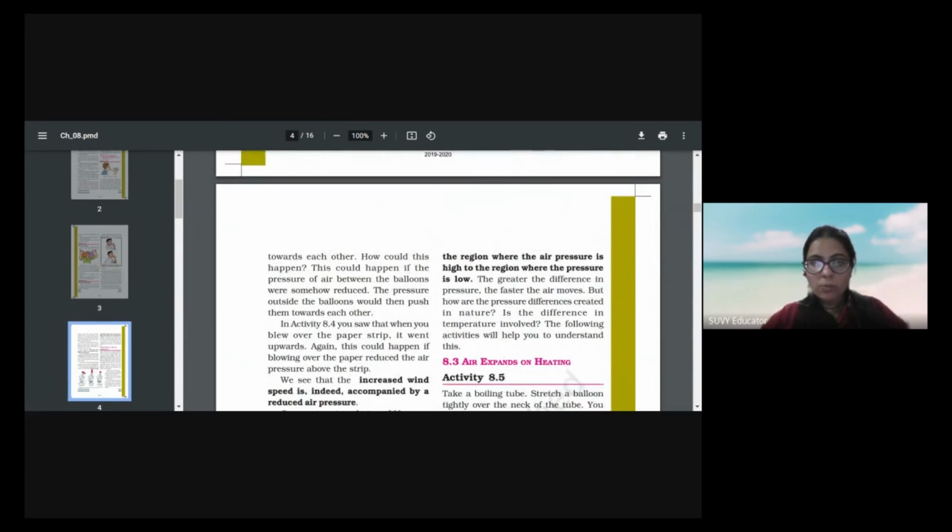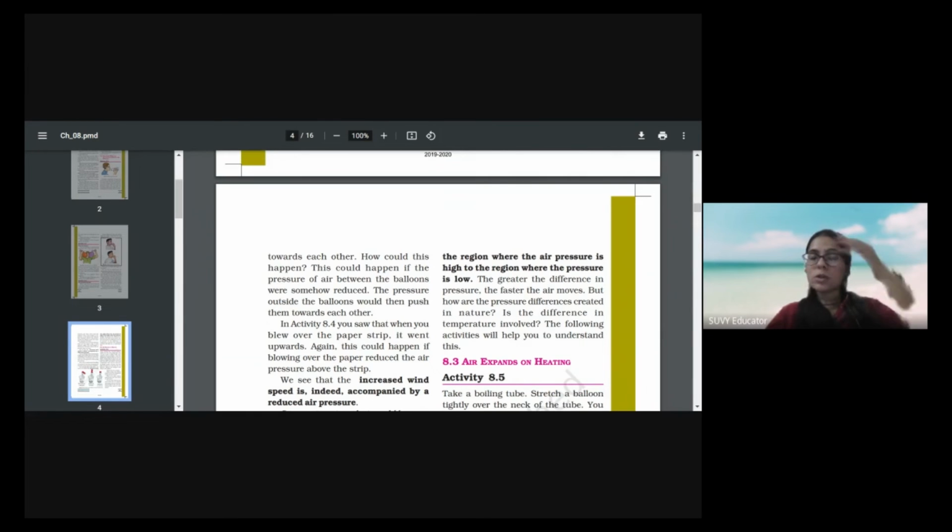And air moves from the region where the air pressure is high to the region where the pressure is low, and obviously the wind will move from high pressure to low pressure. Okay. So high pressure to low pressure means in high pressure the wind speed must be low, and in the lower pressure the wind speed must be very high. The greater the difference in the pressure, the faster the air moves. So the speed of the air depends on the air pressure. When the difference between the air pressures is greater, the air moves very fast.